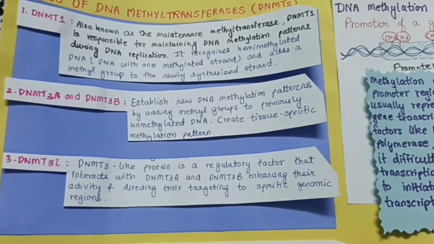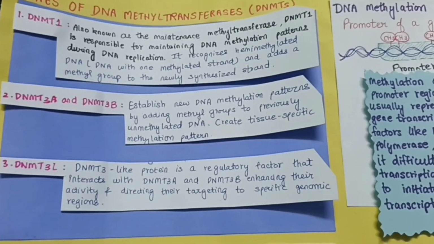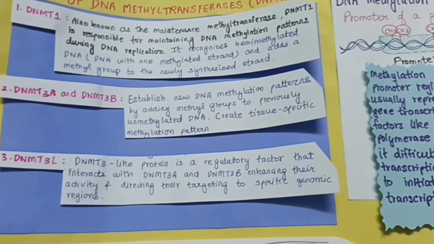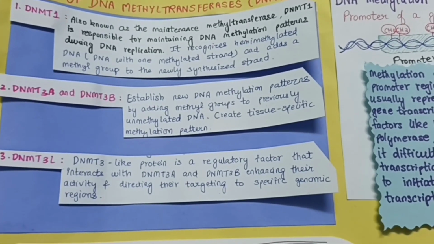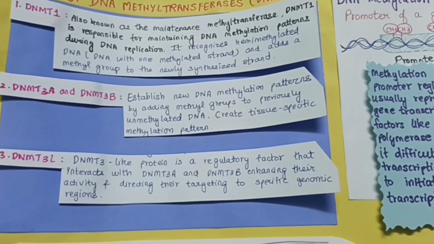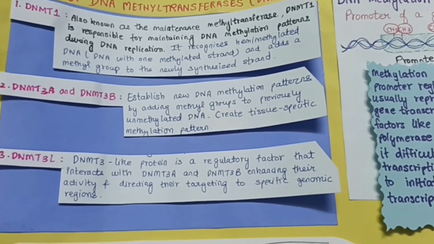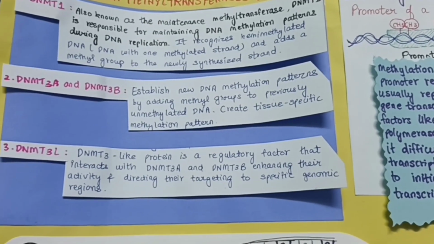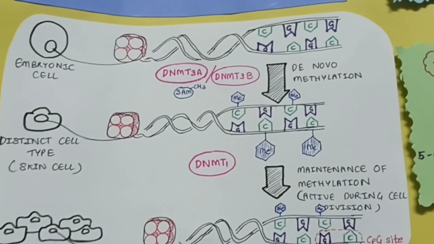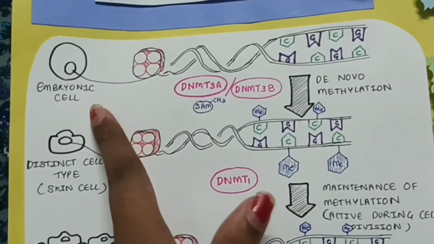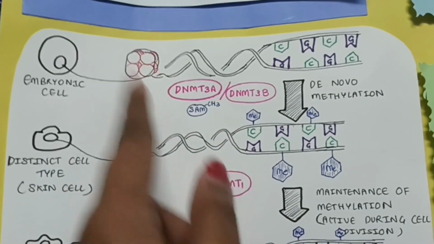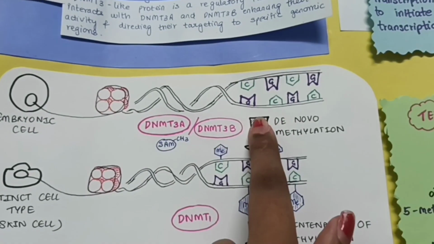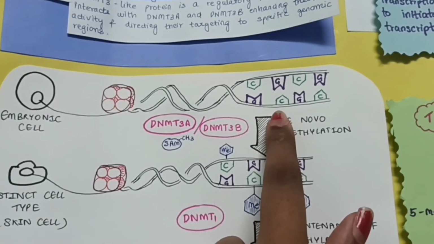So now here we were talking about the different types of DNA methyltransferases. So the first two that play a role are DNMT3A and DNMT3B. They establish new DNA methylation patterns by adding methyl groups to previously unmethylated DNA. They create a tissue specific methylation pattern. So here I've taken an example of an embryonic cell. There is a DNA that we take from it, and it's wound around your histone proteins. So now this is unmethylated, as you can see.